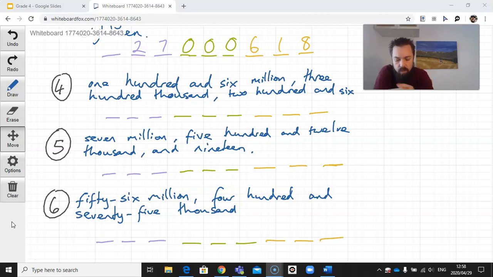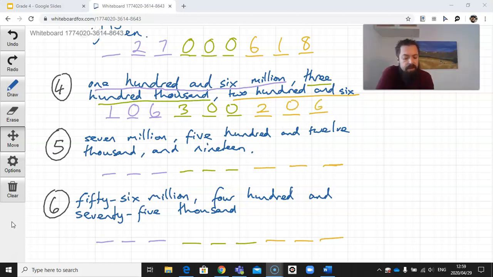So I'm going to look, it says 106 million. I can write 106. There we go. 300,000. I can write 300. 300. 206. I can write 206. And there we go. I've written 106,300,206.